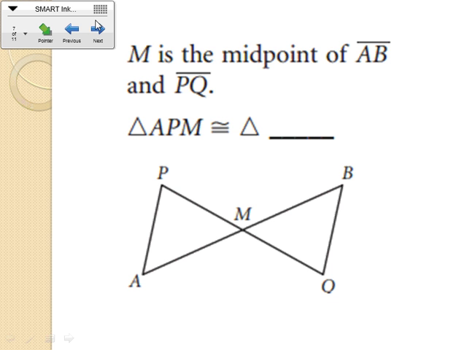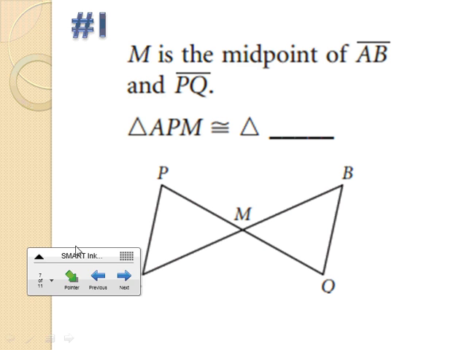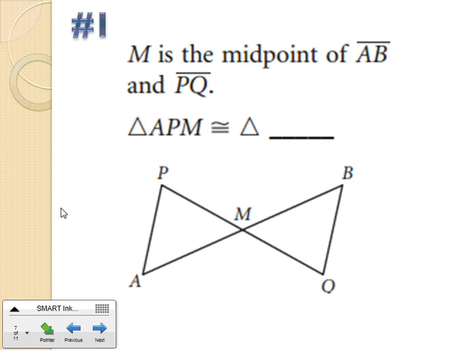All right, so now I'm going to ask you 5 questions, and I want you to be able to answer all 5. Remember, you want to get 4 out of 5 correct. So the first one is one of the practice problems, comes straight from the worksheet that we did in class. It says that M is the midpoint of AB and PQ. So what triangle is APM congruent to? Take a minute, pause the video, maybe make a copy of the diagram, and try that problem out.